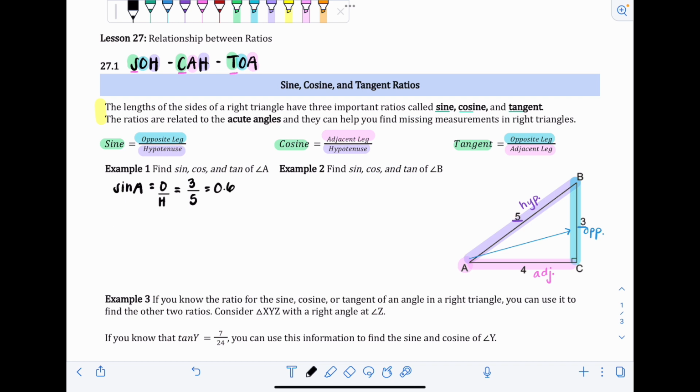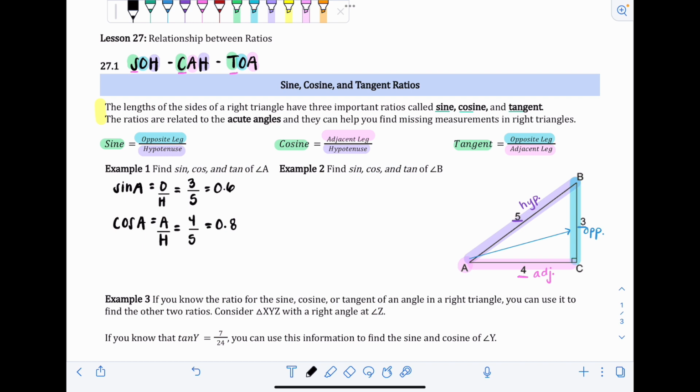And then the next ratio is cosine. So we'll do cosine of angle A. Cosine is adjacent, so A over hypotenuse H. For angle A, the adjacent side is a 4, so we'd put a 4 in the numerator, over the hypotenuse, which doesn't change regardless of our trig function. It's always 5 for this triangle. So it'd be 4 over 5, and if I change that to a decimal, it'd be 0.8.